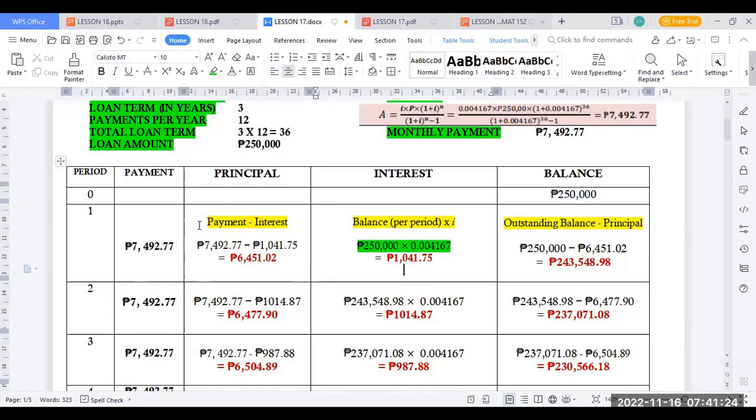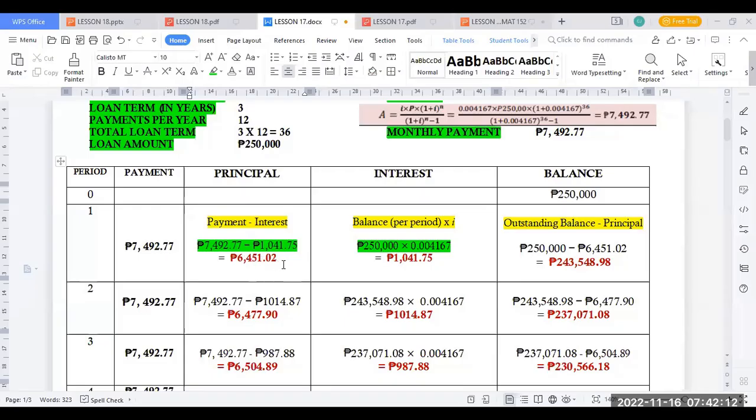That's payment minus the interest. So the payment, ito, 7,492.77. That is the monthly payment. Minus the interest for the first month. That's 1,041.75. So 7,492.77 minus 1,041.75. And subtract this two. That is equal to 6,451.02.